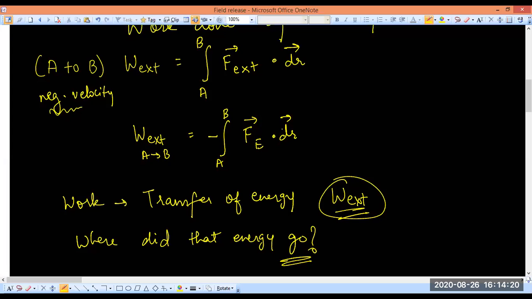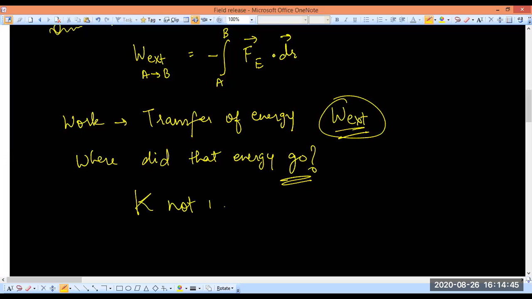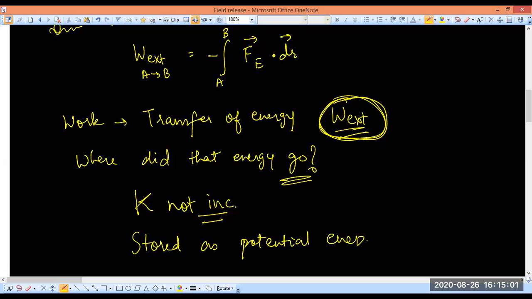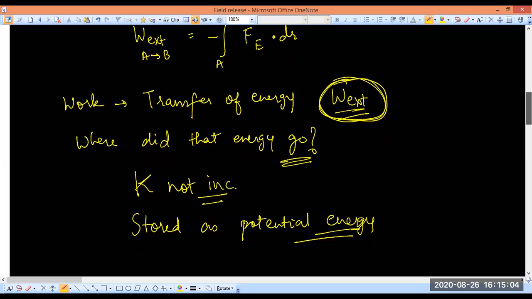It goes in displacing the particle? Displacing a particle does not need energy. Okay, I'm getting some answers. Yes, correct, because kinetic energy is not increasing, right? So the energy that was given by this force, that is, whatever work was done by the force, must be stored as potential energy. So many of you gave the right answer. Well done, people. So that was stored as potential energy.